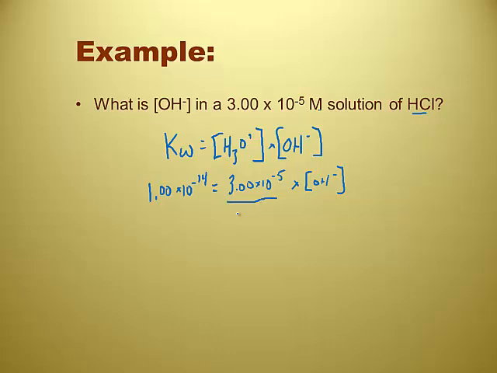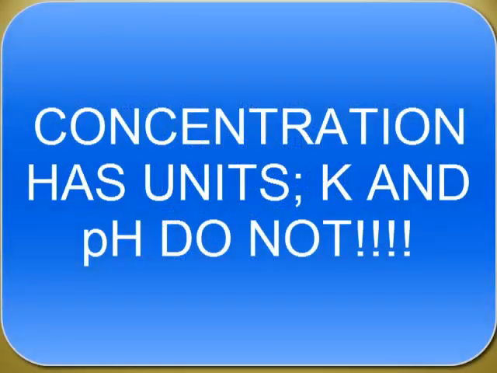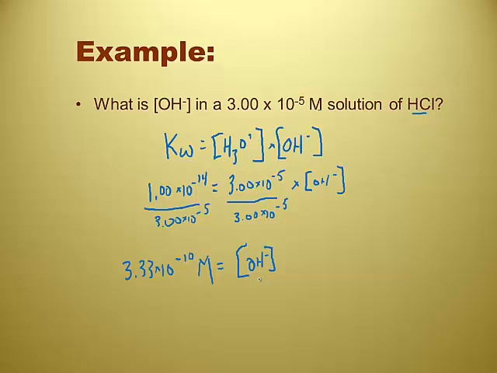This should be simple. My math teacher taught me to divide both sides by 3 times 10 to the negative 5th, and I should get a hydroxide ion concentration of 3.33 times 10 to the negative 10. And that has a molar on it because concentration has units, K does not. Okay. So I'm a little visual learner there, Mr. Kane. Can you do me a favor? I don't get where you got the hydronium ion concentration.